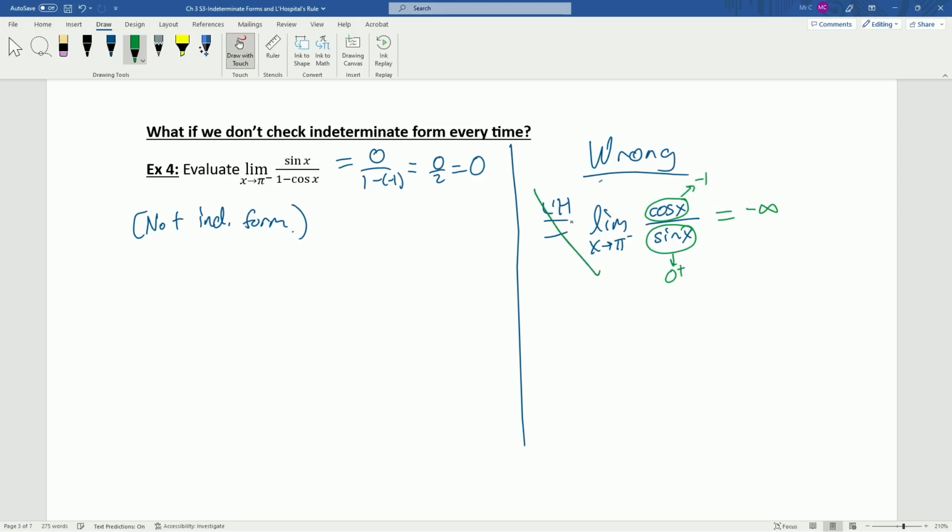Well, obviously that's not equal to this actual limit. So if you are not checking the conditions for L'Hopital's rule, you are very likely to make mistakes like this that will lead you to get incorrect answers when evaluating your limits. So make sure you're checking that indeterminate form every time.